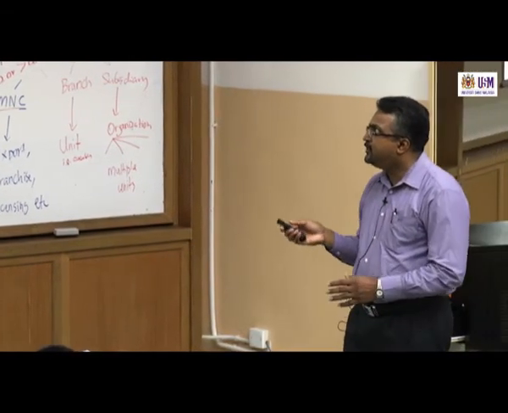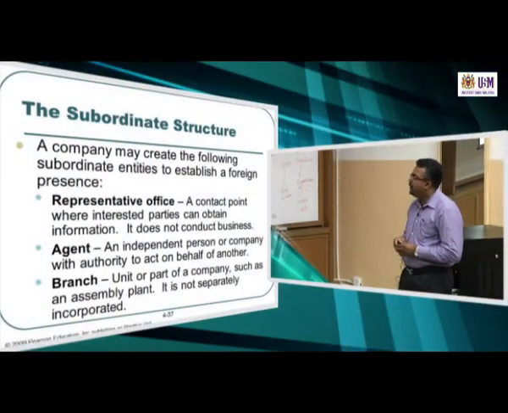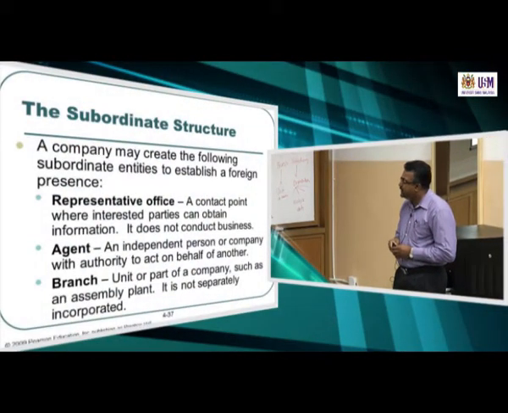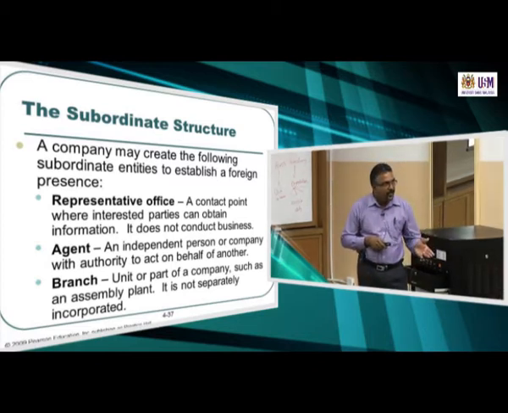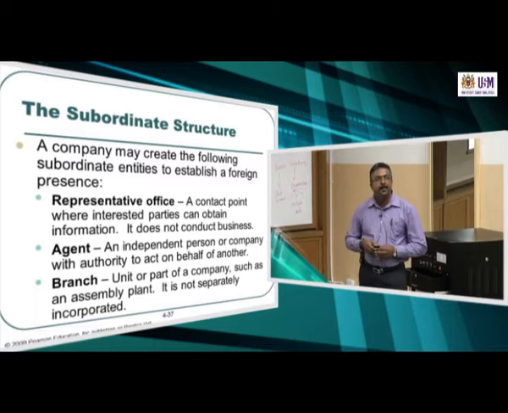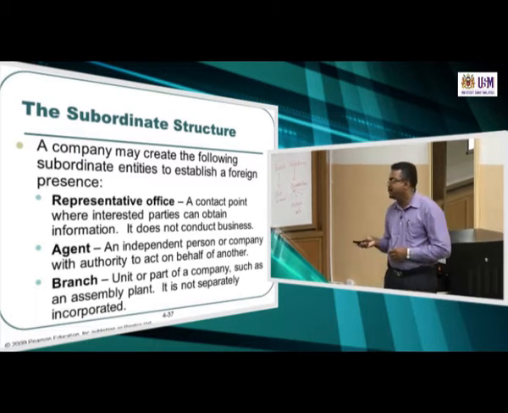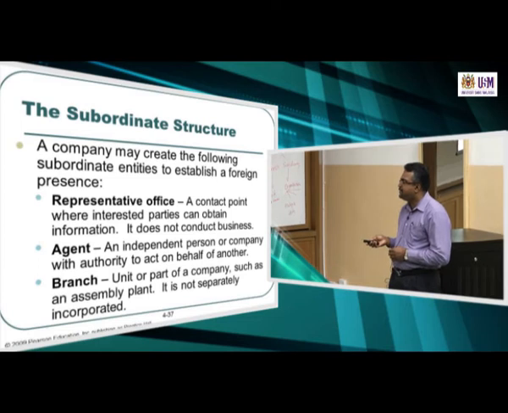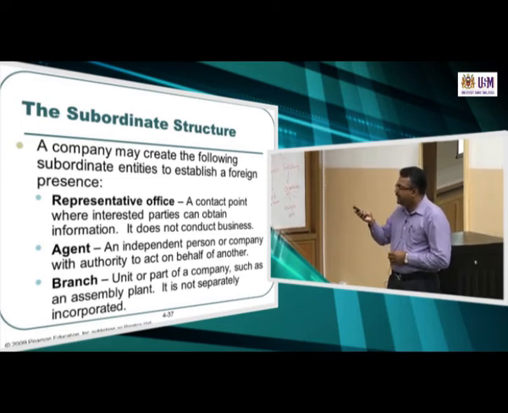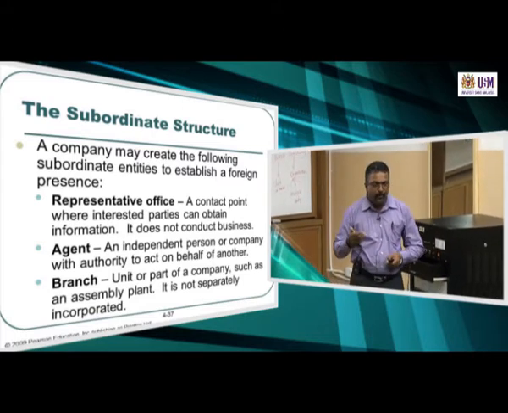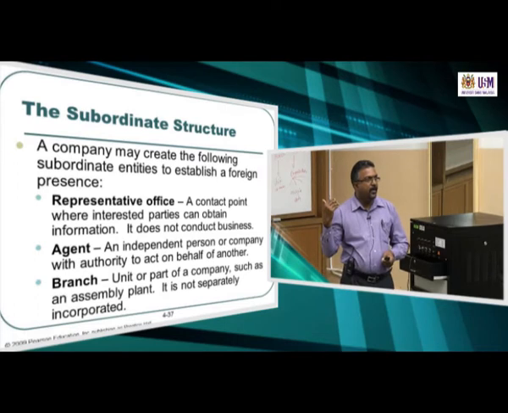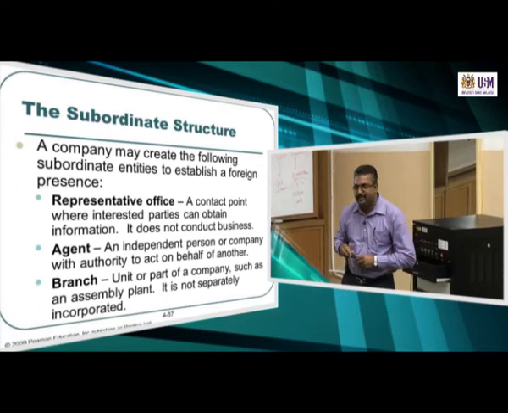Okay, the subordinate structure. A company may create the following subordinate entities to establish a foreign presence: representative office, agent, or a branch. Agent means what? For example, like Dell. Dell is an MNC which operates in Malaysia. They have an agent. Who's the agent?